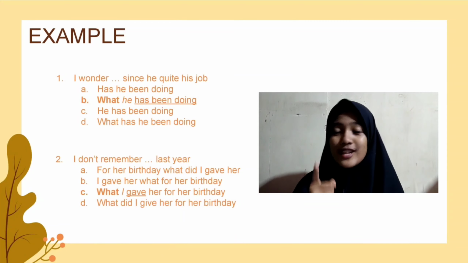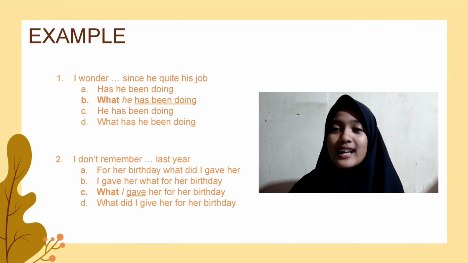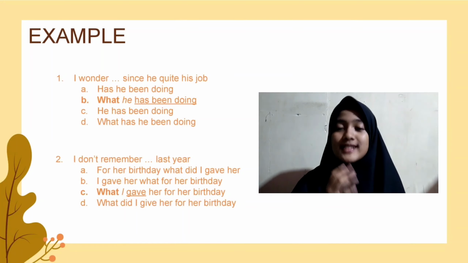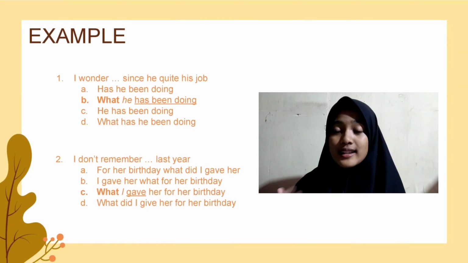Yeah, that's right. The correct answer is B: what he has been doing. This noun clause is the object of verb of sentence. "What" is the clause marker or question word. "He" is the subject of the clause, and "has been doing" is the verb of the clause.